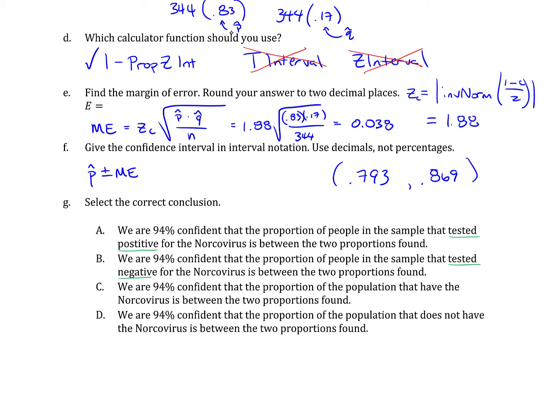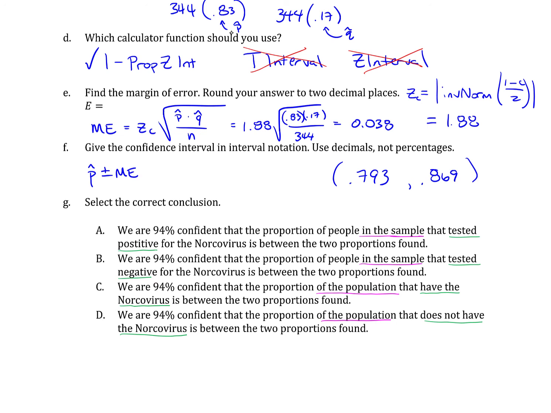We are 94% confident that the proportion of the population that have the Norcovirus is between the two proportions found. And we are 94% confident that the proportion of the population that does not have the Norcovirus is between the two proportions found. All right, so the differences here, we have people that have this virus versus do not have the virus out of the population. But that's the differences here. This is A and B. This is out of the sample. And C and D are out of the population.